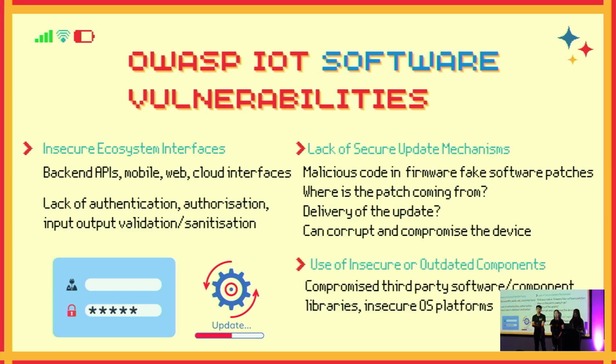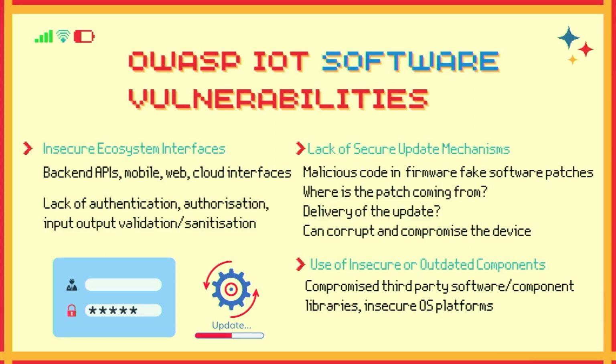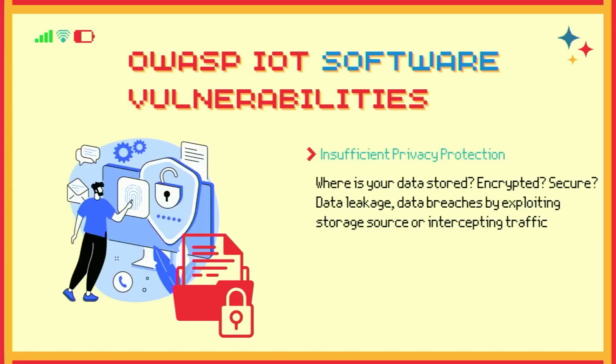Lastly, this one ties in also with hardware hacking as well: the use of insecure or outdated components. This includes third-party software components and libraries and insecure OS platforms, where an attacker can actually find out information about any compromised third-party software component libraries that are used for certain embedded devices and then attack that way.